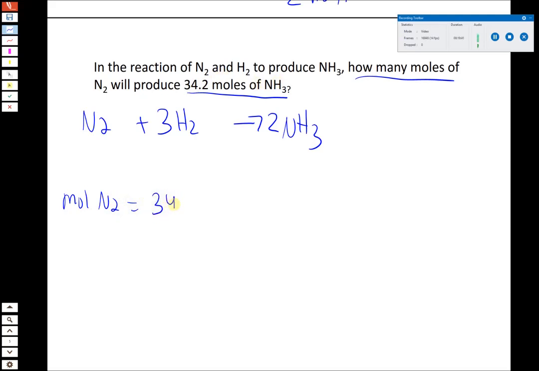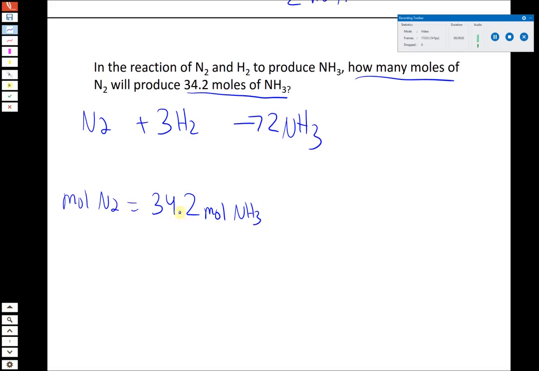We don't have to worry about limiting reactant here because we're not giving you amounts of 2 reactants. We're giving you amount of product that can form and figuring out how much reactant we need for that. So we have 34.2 moles of NH3. I think this was a problem that had variable numbers, so you might have had a different number of moles of NH3 to start with, but the approach is the same.